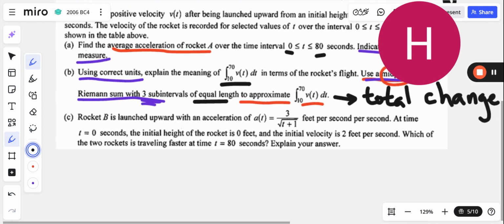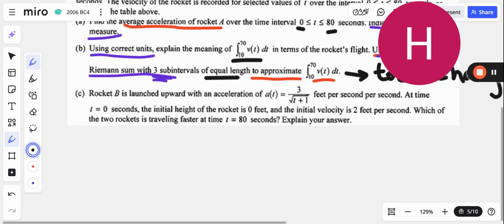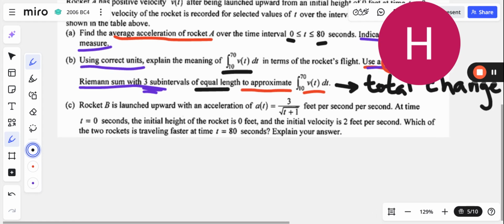Okay, rocket B. Oh, we got some competition. Look out, Elon. Rocket B is launched upward with an acceleration of a of t equals 3 over the square root of t plus 1 feet per second squared. Per second per second is just per second squared. At time t equals 0, the initial height of the rocket is 0 feet. That makes sense. The rocket takes off from the ground. None of this alien technology. And the initial velocity is 2 feet per second. I still don't really understand that, but okay.